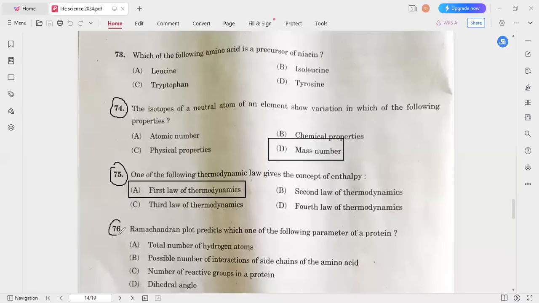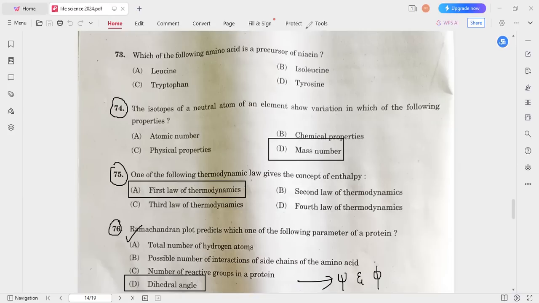So next question, that is 76, based on the Ramachandran plot. Here the Ramachandran plot predicts which of the following parameters of a protein? The answer for this question is option D, dihedral angle. So what are dihedral angles? That is psi and also phi, psi against the phi of amino acid residues. This Ramachandran plot is used to predict the secondary structure of proteins, based on these parameters, dihedral angles psi and phi. Okay, so this is question number 76.